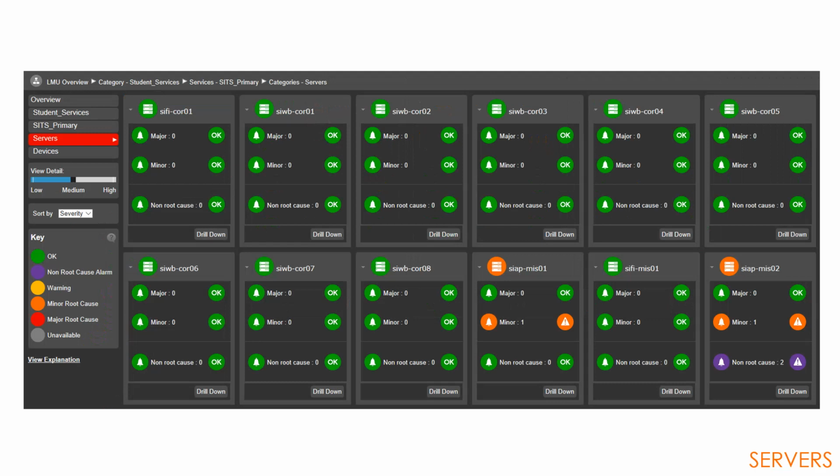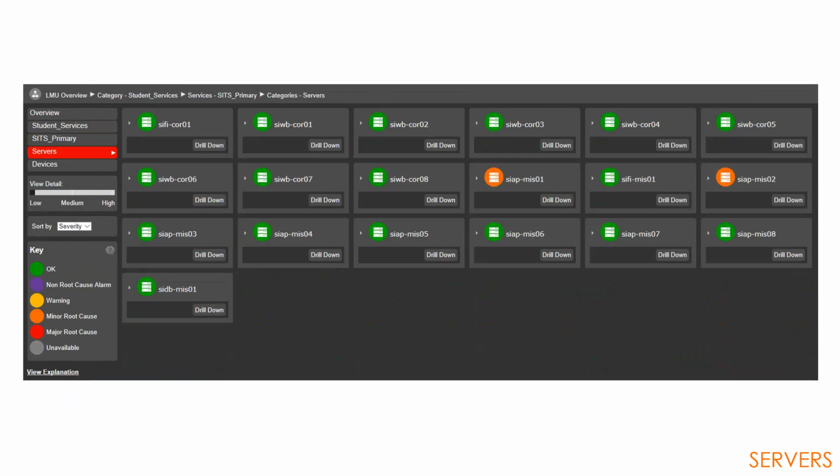This dashboard visualizes all of the servers associated with the SITS primary service. Here you can see that individual servers are experiencing issues, but remember, we already know that these are not impacting the users of the service. Now this dashboard is quite busy, but to consolidate the view, we simply select Low from the View Details slider on the left. The servers have now rolled up their alerts. This compressed view helps to more easily comprehend the status of those larger landscapes.